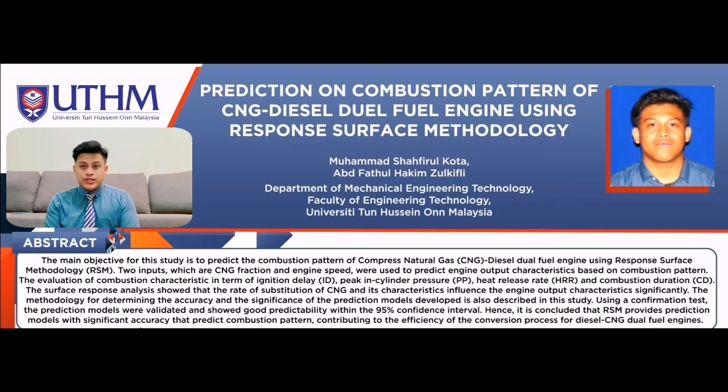Two inputs, which are CNG fraction and engine speed, were used to predict engine output characteristics based on combustion pattern. The evaluation of combustion characteristics is in terms of ID, PP, HRR, and combustion duration. The number of runs was computed using Design Expert software with an average error of 0.4%.